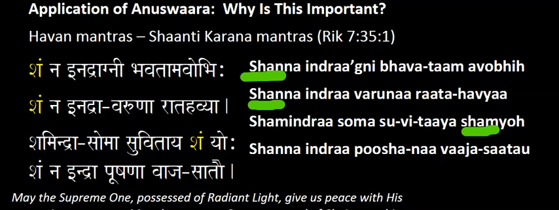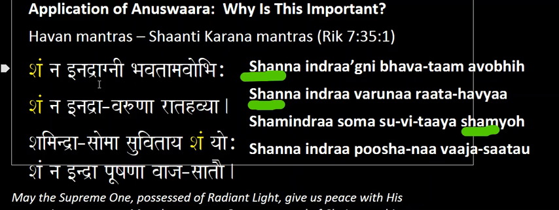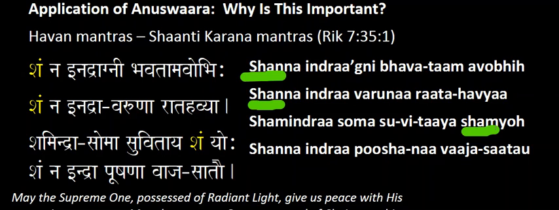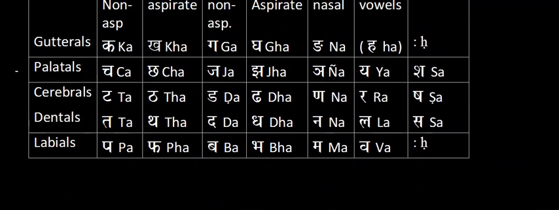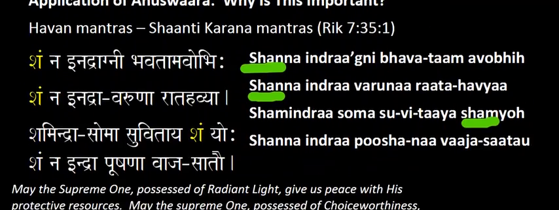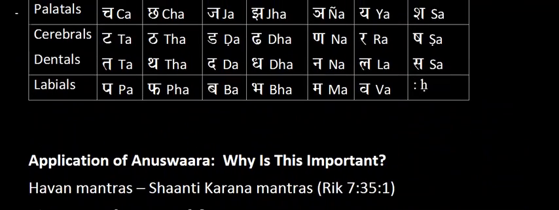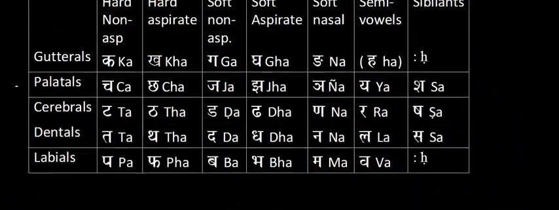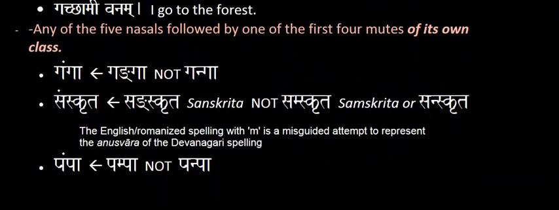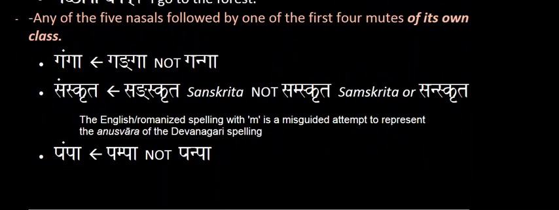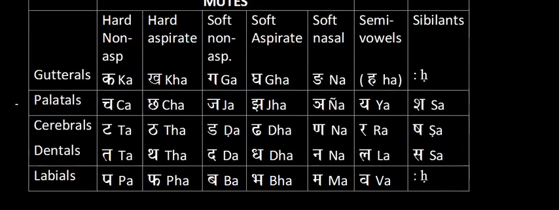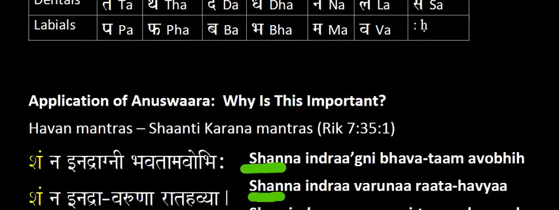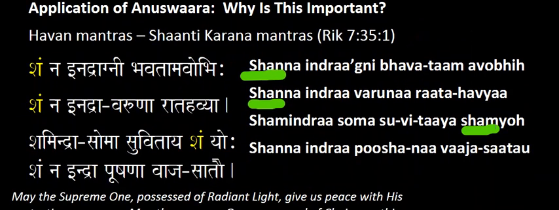So again, it's Shanna for the first two lines because there is a na there. And because there is a na, it belongs to the dentals. So they're just going to turn that anuswar into a na because it's of the dental class. And again, remember the rule is any of the five nasals followed by one of the first four mutes of its own class. So because na is already a nasal, even though it's not one of the first four mutes, it's being pronounced as shanna.